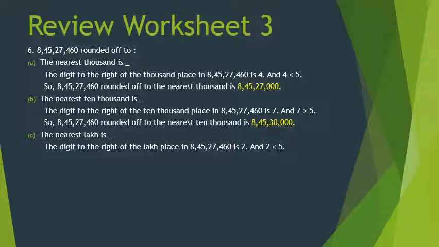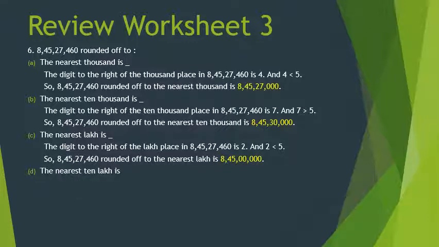Therefore, we will not change the digit at the lakh place, which is 5, and we will replace all the digits on the right hand side of the lakh place by 0. So 8 crore 45 lakhs 27,460 rounded off to the nearest lakh is 8 crore 45 lakhs.